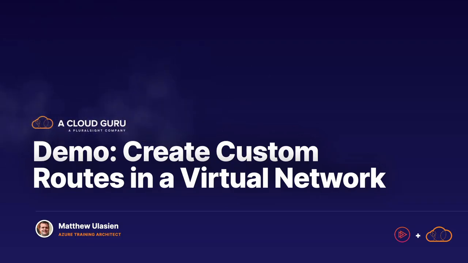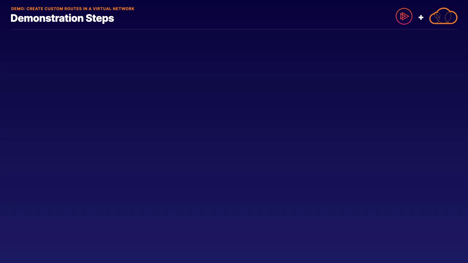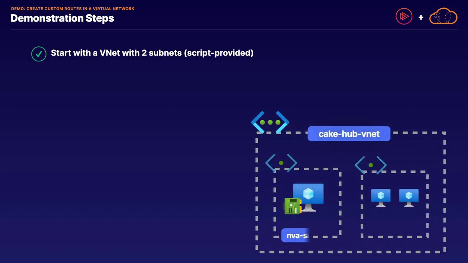Welcome back, everyone. We are now going to jump into a hands-on demonstration on creating custom routes in Azure. For this demonstration, we encourage you to follow along within the Azure Playgrounds, and we are going to provide a script which will build out an environment for you in advance. In this demonstration, we are going to start off with a virtual network with 2 subnets and virtual machines already created. This is the environment that will be built out by the provided script.